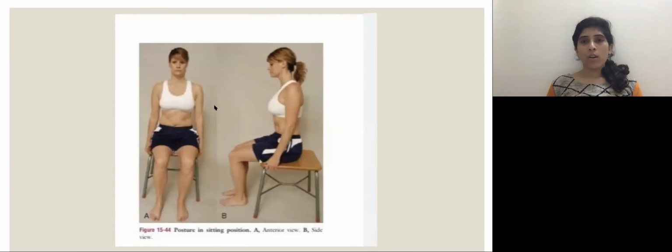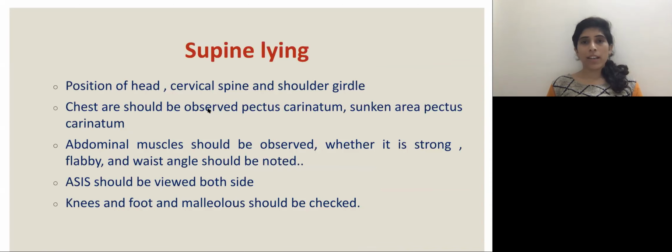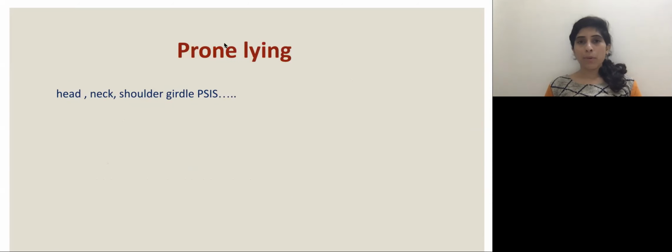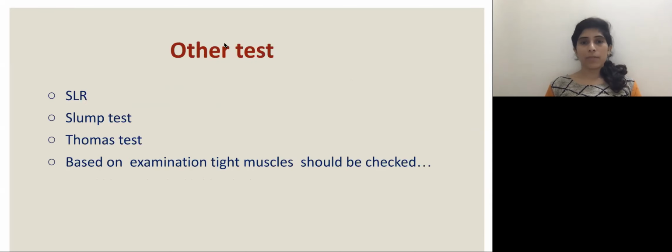Again, we'll do all the evaluation in the sitting position and write it down. Then in the supine position, the position of the head, cervical spine, and shoulder girdle will be checked. Then chest movement will be observed. Then the abdomen, whether it is strong or flabby. Q angle should be checked. ASIS level should be checked, and the knees, feet, and malleoli should also be assessed. In the same way, in the prone position, we'll check the head, neck, shoulder girdle, and PSIS level.